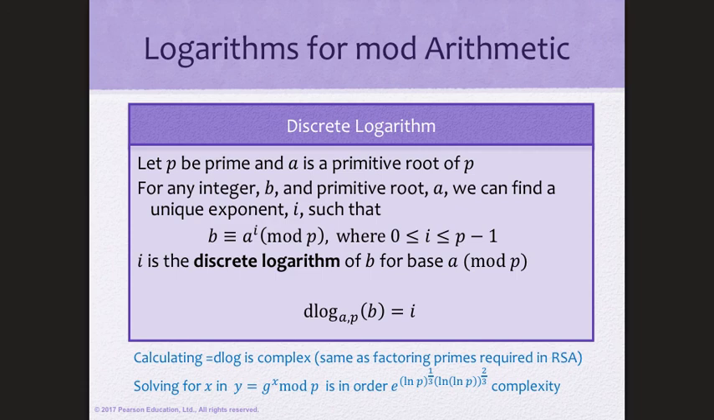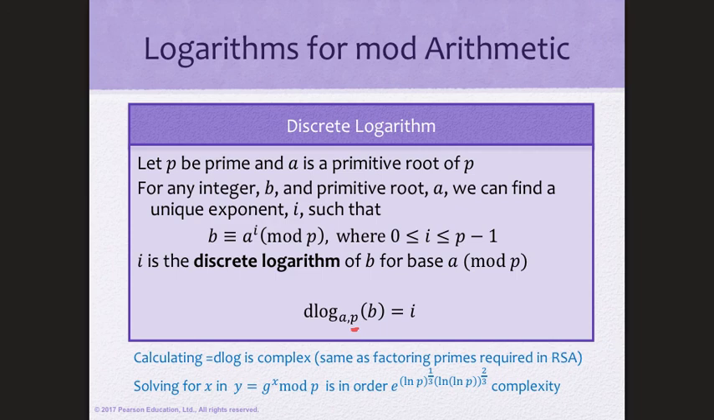For any integer b and primitive root a, we can find a unique exponent I such that b is equal to a to the power I mod p. And in that case, we call I the discrete logarithm. So it's written as the discrete logarithm of b to the base a is equal to I, and we also put here which modular arithmetic we are working in. So it's p modular arithmetic, right?